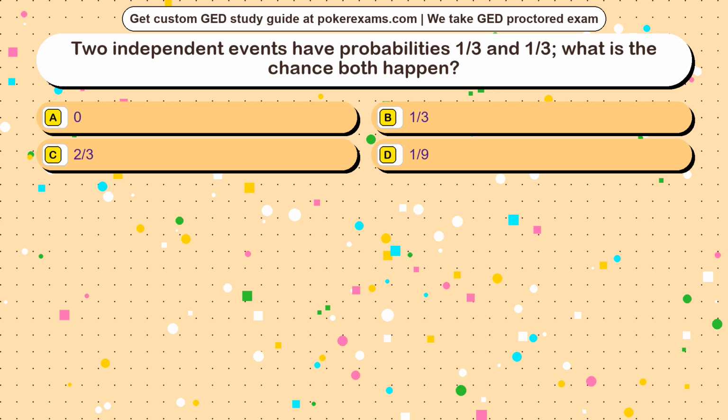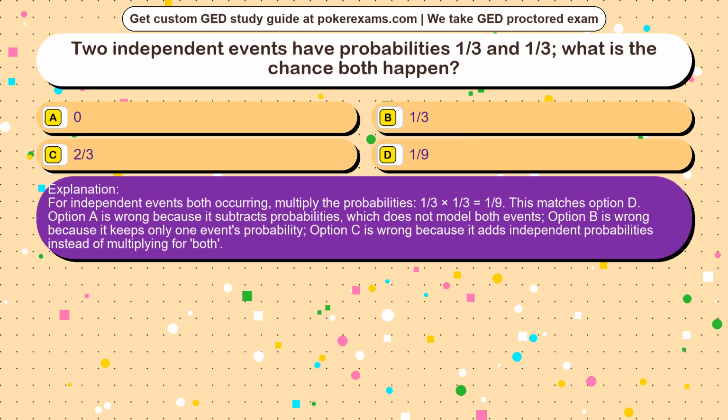The correct answer is option. For independent events both occurring, multiply the probabilities. 1/3 times 1/3 equals 1/9. This matches option D. Option A is wrong because it subtracts probabilities, which does not model both events. Option B is wrong because it keeps only one event's probability. Option C is wrong because it adds independent probabilities instead of multiplying for both.